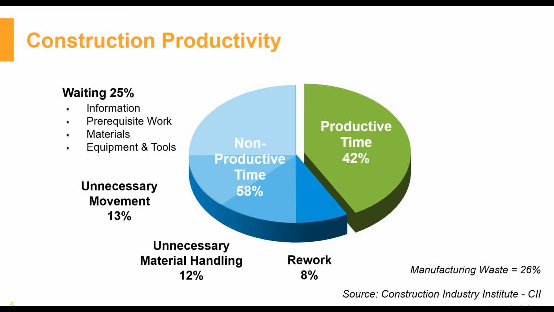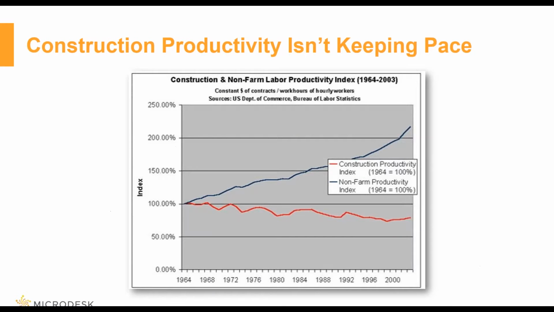Unnecessary movement kind of ties into that waiting. Maybe you're constantly moving materials around a tight job site just because you're not ready for it yet, but you needed to order it early. Same thing for the material handling, and then rework if there's mistakes. And a lot of that ties into a 26% amount of manufacturing waste. So not the most efficient from a standpoint of time or materials.